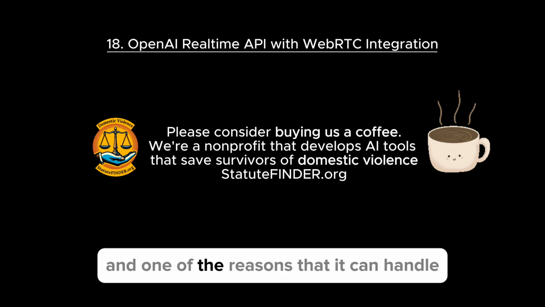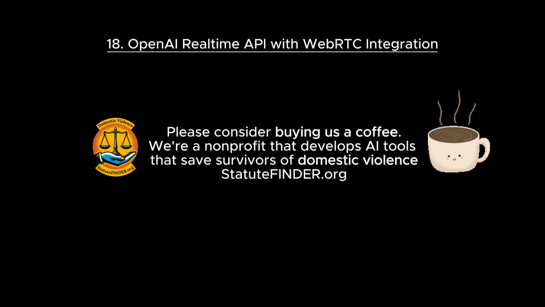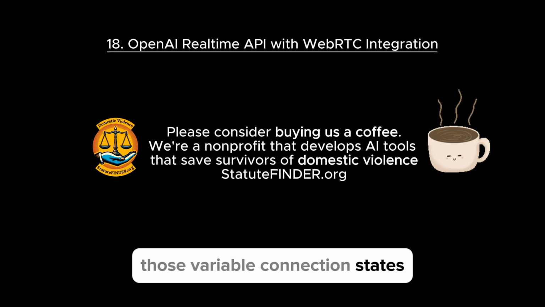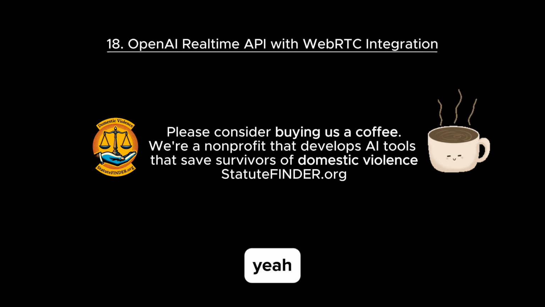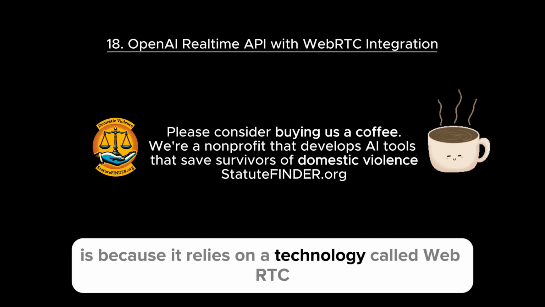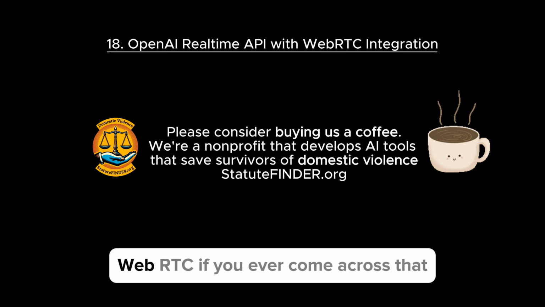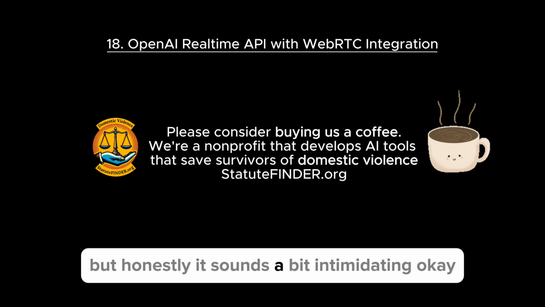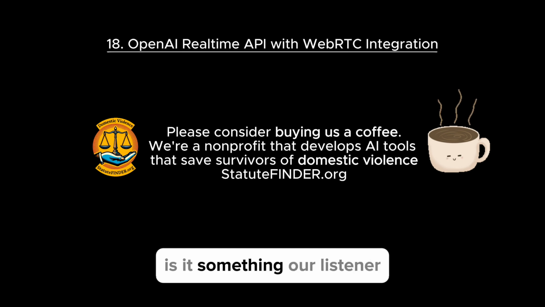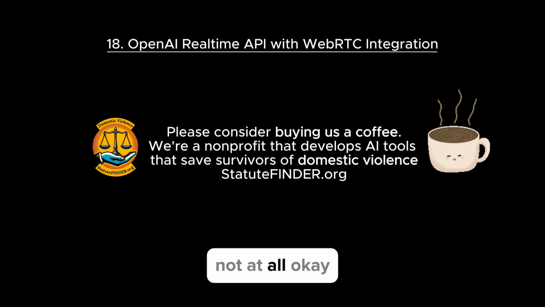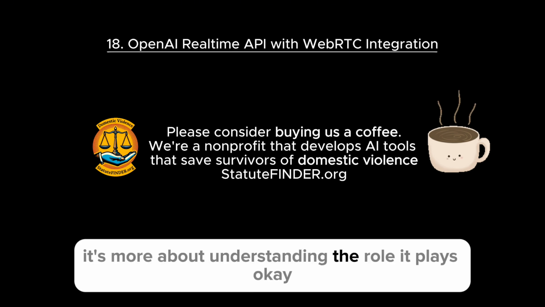And one of the reasons it can handle variable connection states, think spotty Wi-Fi, is because it relies on a technology called WebRTC. You ever come across that? I've heard of it, but honestly, it sounds a bit intimidating. Is it something our listener with their Python background needs to be a total expert in? Not at all. It's more about understanding the role it plays.